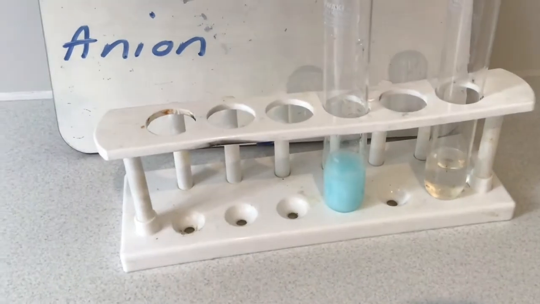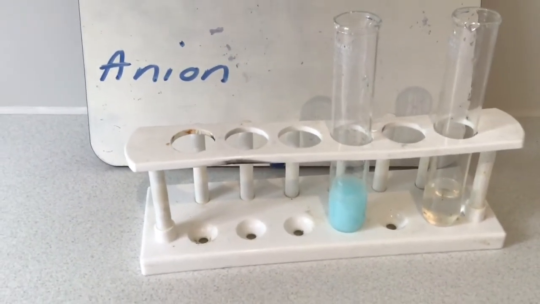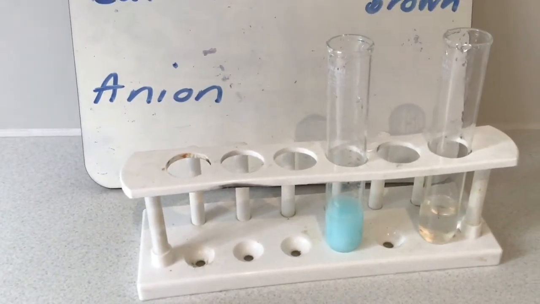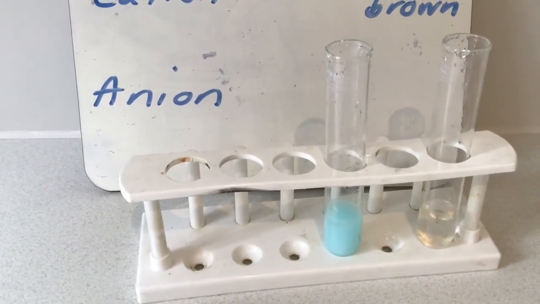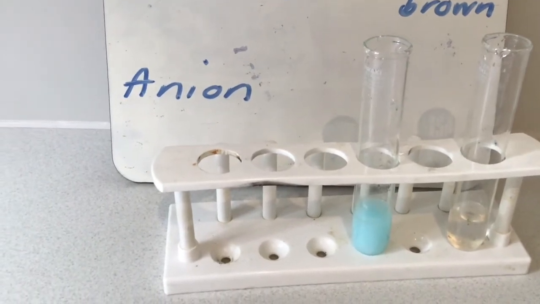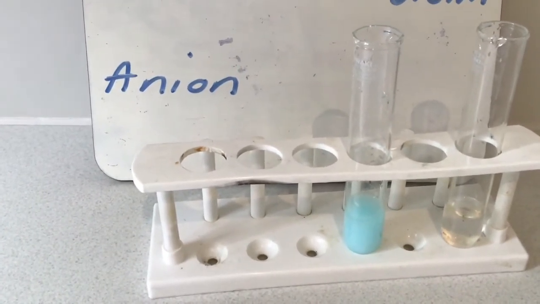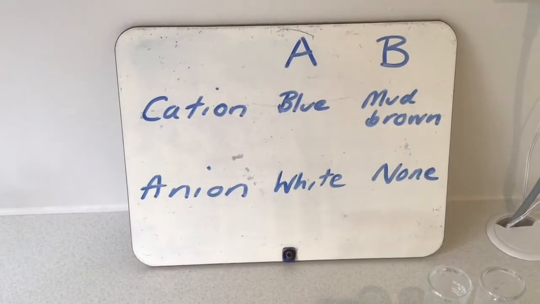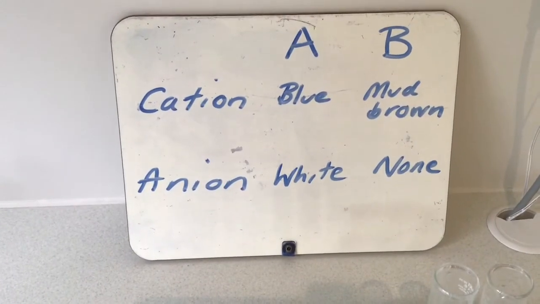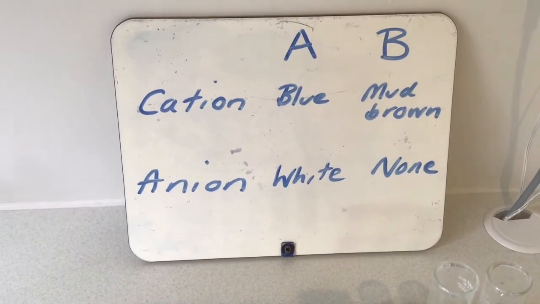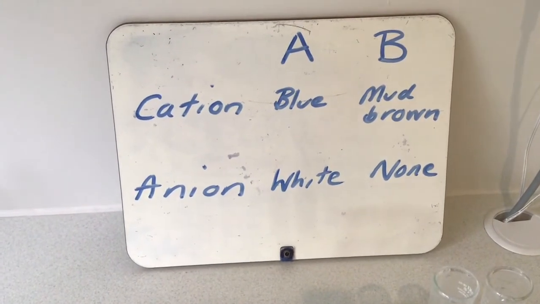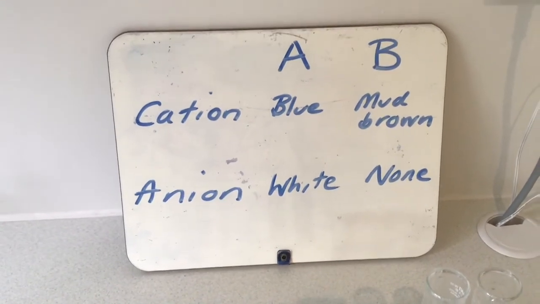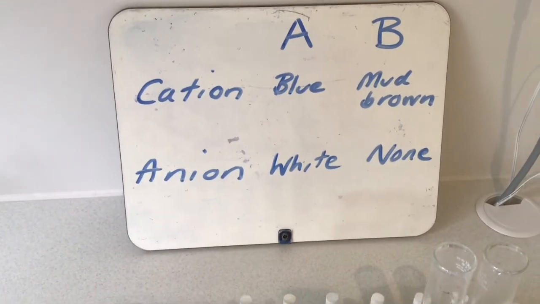That's it. Okay, so we can see that this time A has definitely formed a precipitate. Now if we had, we could filter this and just check the colour, but that should actually be a white precipitate. Again, test tube B, we've got no precipitate. Okay, so we can see unknown A had a blue precipitate when we did the cation test and a white with the anion. Unknown B had a muddy brown and then no precipitate for the anion.